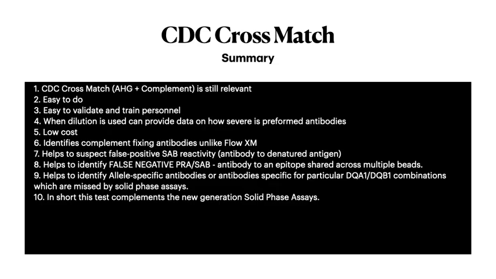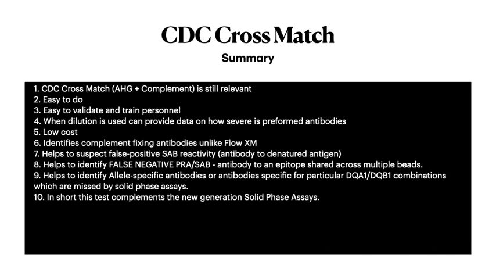So summarizing, CDC cross match with anti-human globulin and complement is still relevant. It's easy to do, easy to validate and train personnel. When dilution is used, it can provide data on how severe the preformed antibodies are. It is low cost to do. It identifies complement fixing antibodies, which cannot be done with flow cross match, and also generally cannot be done even with solid phase assays like Luminex. Although complement DSAs or C4d DSAs are also available, they are not widely available.